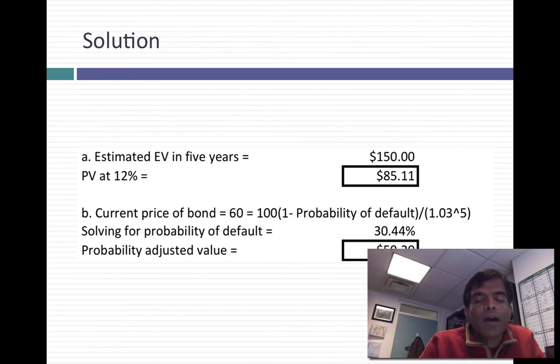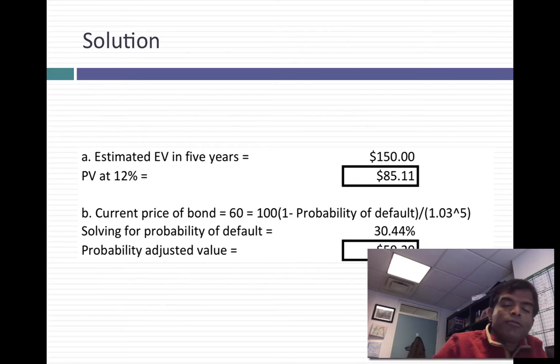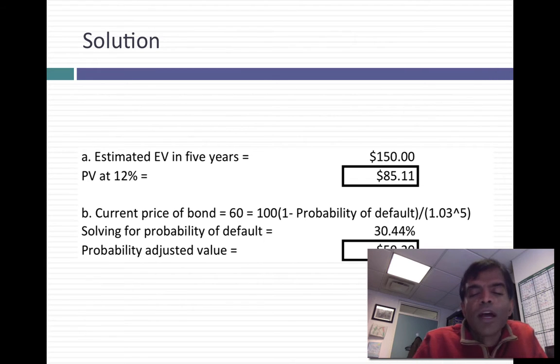Now I'm implicitly assuming that if you default, your enterprise value is 0. Now, I could have made this problem a little trickier and said if you default, you get a book value of 30 million or 40 million or 1/3 of your estimated enterprise value, in which case your probability adjusted value would be the present value that you got in part A plus 30.44% times the liquidation value in default. Here the liquidation value is 0. Basically, my probability adjusted value is therefore 69.56% times 85.11, which is 59.2 million. So keep that in mind as you work through these problems.